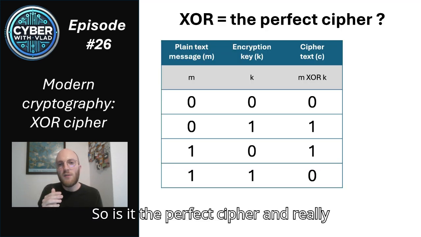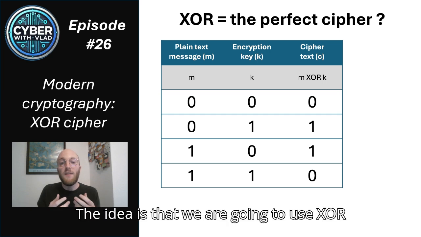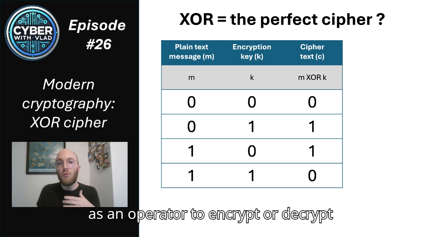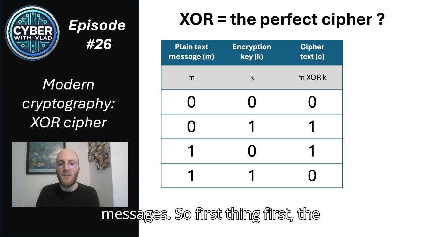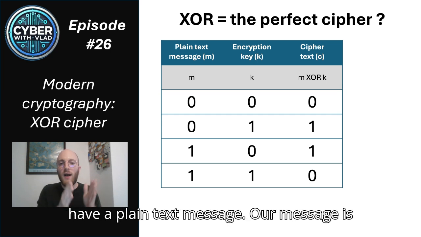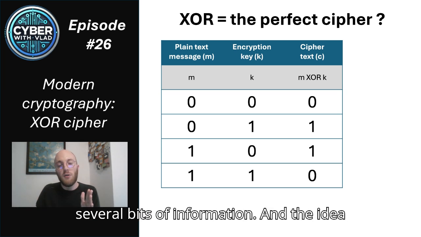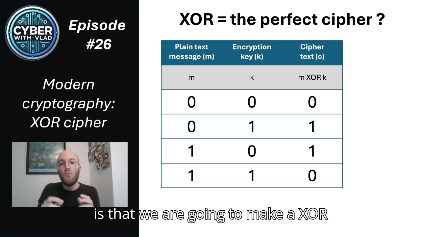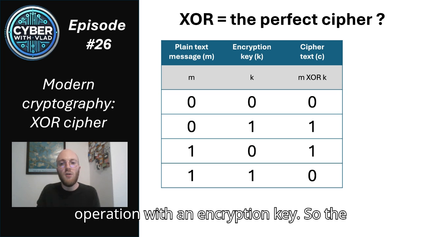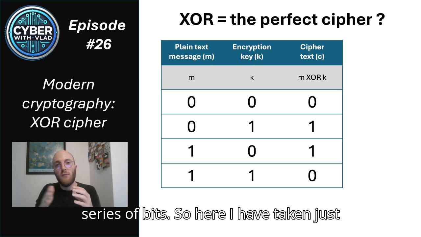So is it the perfect cipher, and what is the link with modern cryptography? The idea is that we are going to use XOR as an operator to encrypt or decrypt messages. First things first, the encryption. How does it work? We have a plaintext message, composed of several bits of information, and we make a XOR operation with an encryption key. The encryption key is also composed of a series of bits.